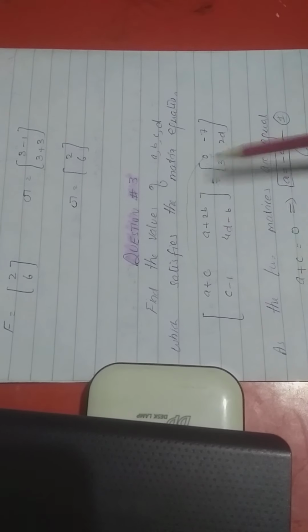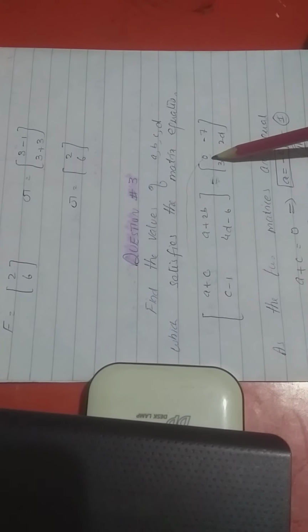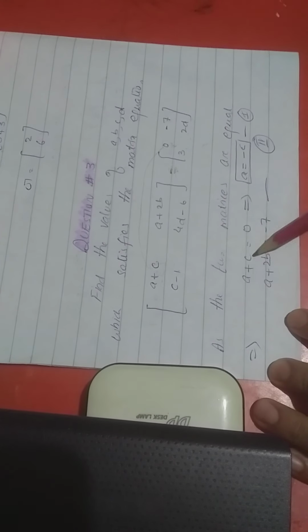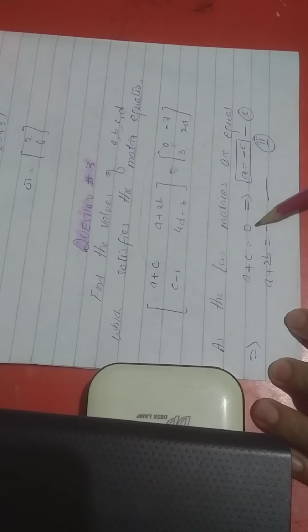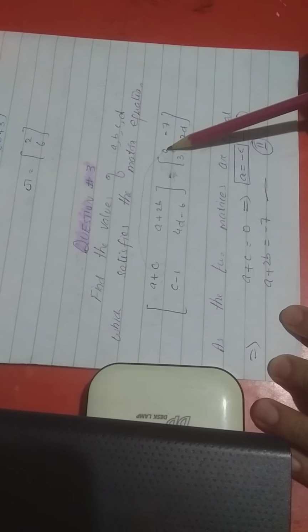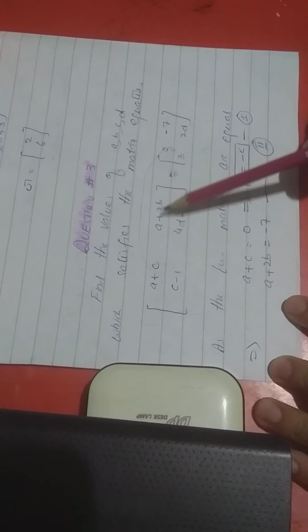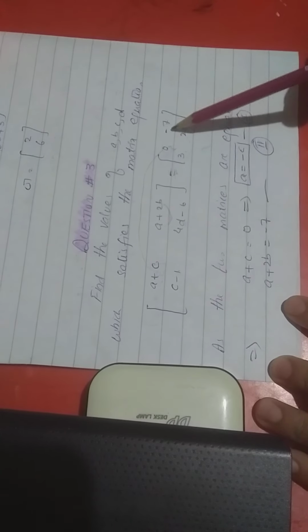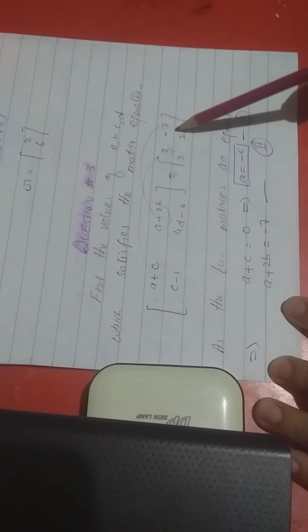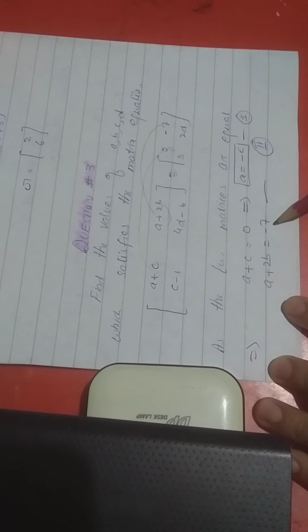If these matrices are equal, it means the first element must be equal to the first element of this matrix. Means A plus C should be equal to 0. Okay, A plus C is the first element of this matrix. This should be equal to 0 because 0 is the first element of the matrix on the right hand side. Similarly, A plus 2b, second element of this matrix, should be equal to the second element of the matrix on the right hand side. So A plus 2b must be equal to -7.